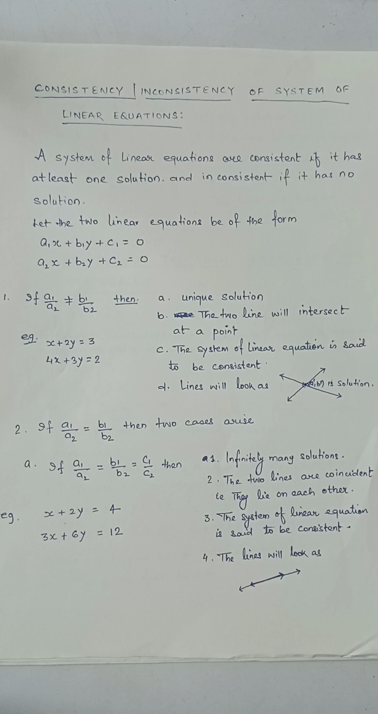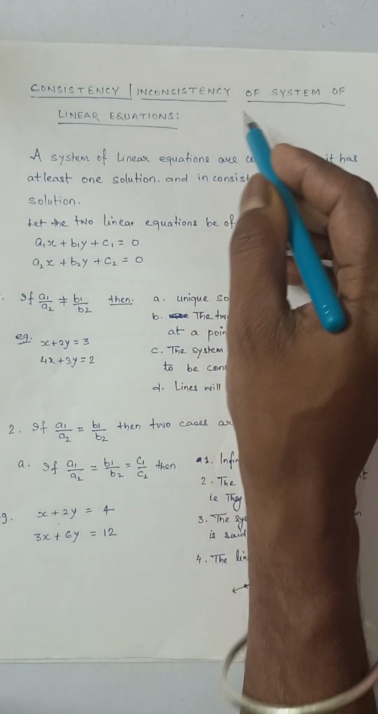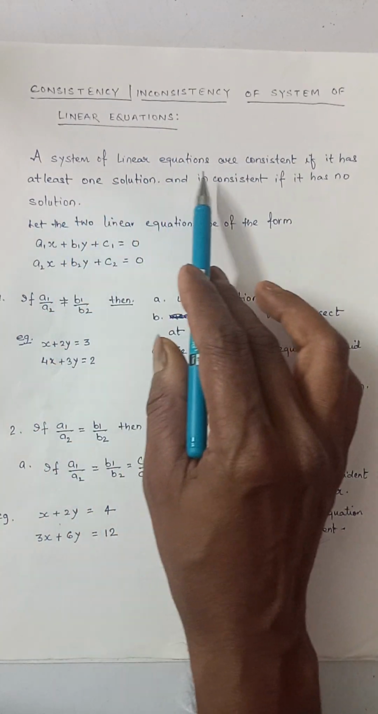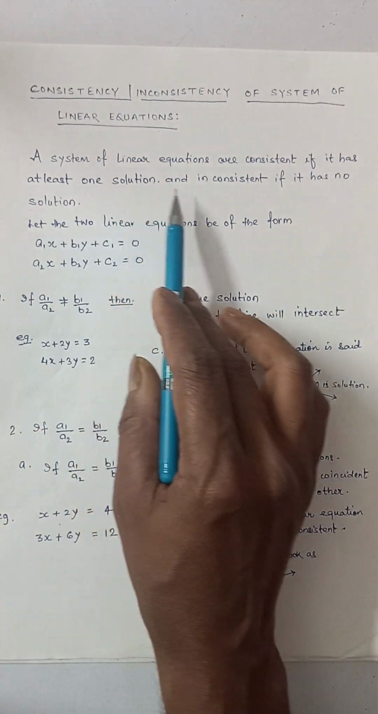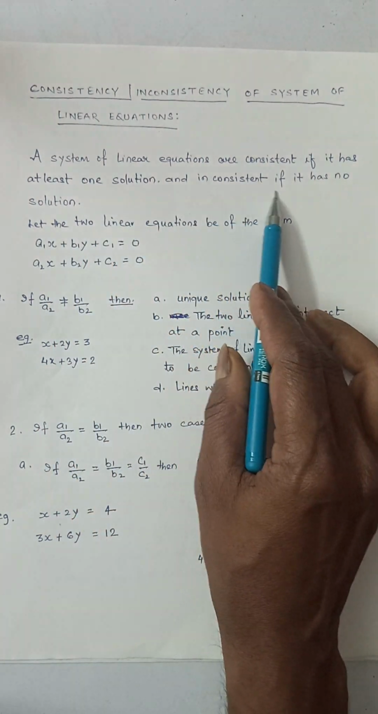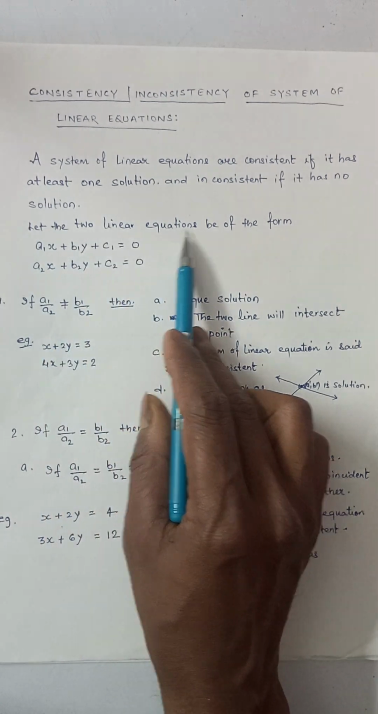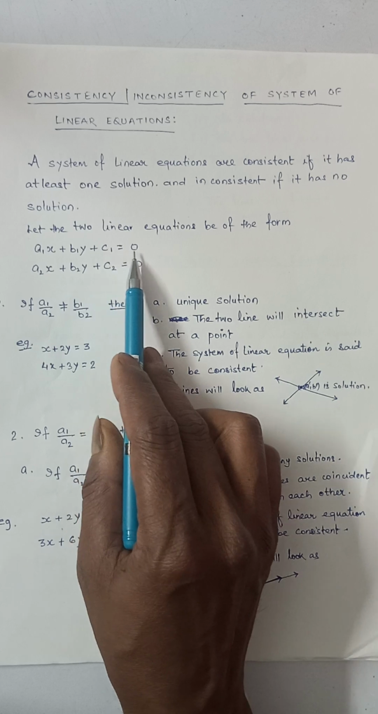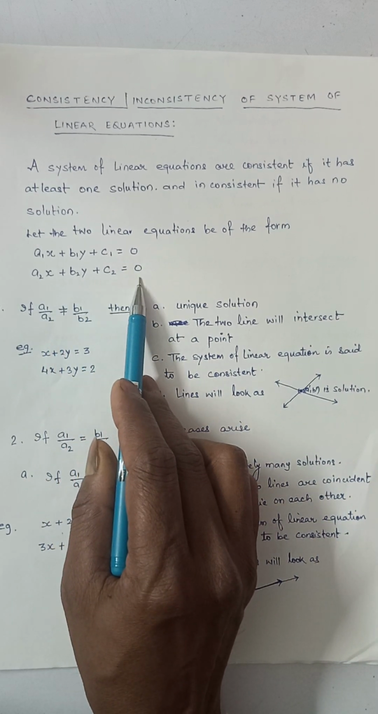Hello friends, today we are going to study about the consistency or inconsistency of a system of linear equations. A system of linear equations is consistent if it has at least one solution and inconsistent if it has no solution. Let the two linear equations be of the form a1x plus b1y plus c1 equals 0 and a2x plus b2y plus c2 equals 0.